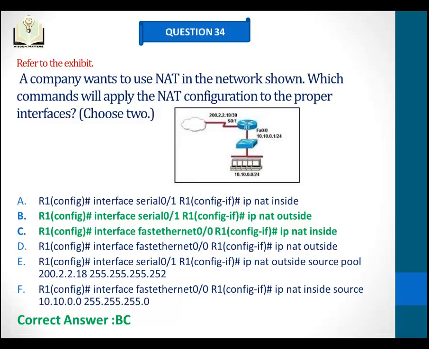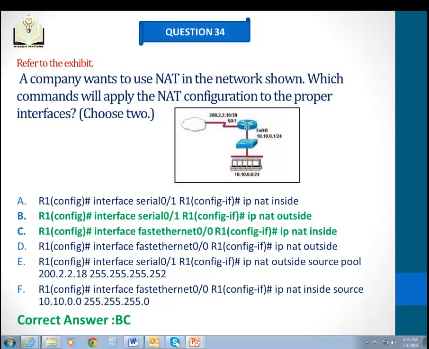On router R1, interface serial 0/1, R1(config-if)# ip nat outside, and the second command would be interface FastEthernet 0/0, R1(config-if)# ip nat inside.